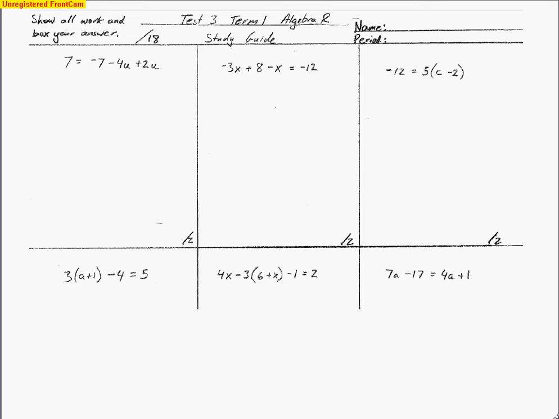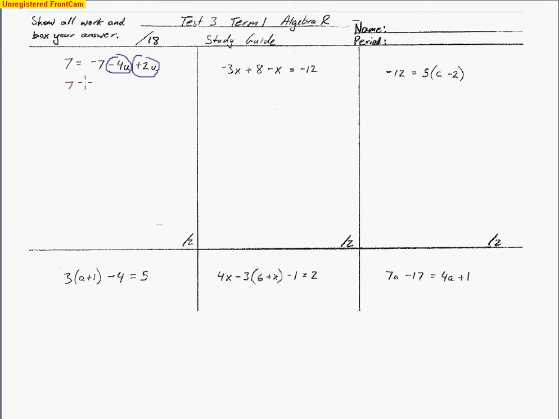These are the worked out solutions for the test for Algebra A, Test 3, Quarter 1. So let's take a look at the first problem here. What we want to do is isolate the variable, but before we can do that, we need to collect some like terms. So I'm going to take the negative 4u and the positive 2u and combine them together as one term. So what I'm left with is a 7 equals negative 7 minus 2u.